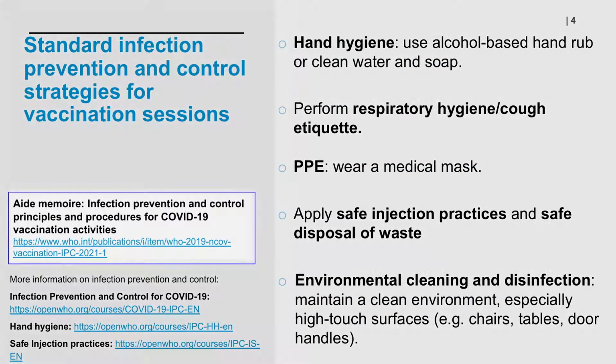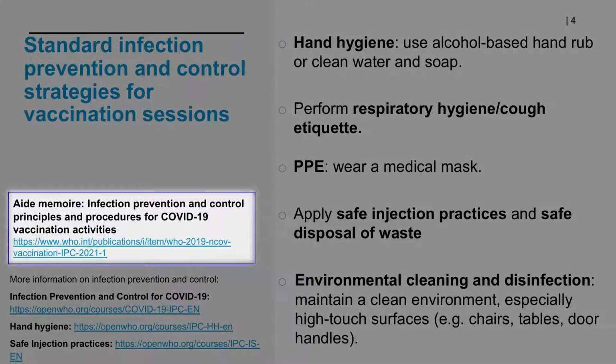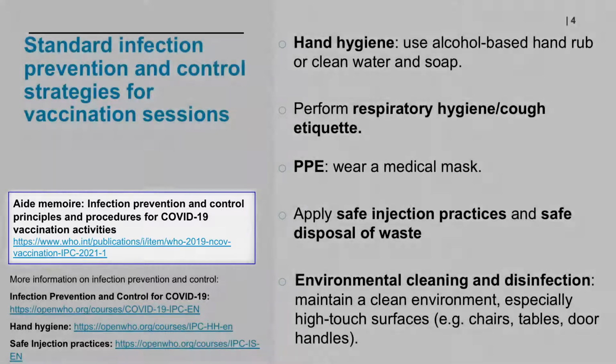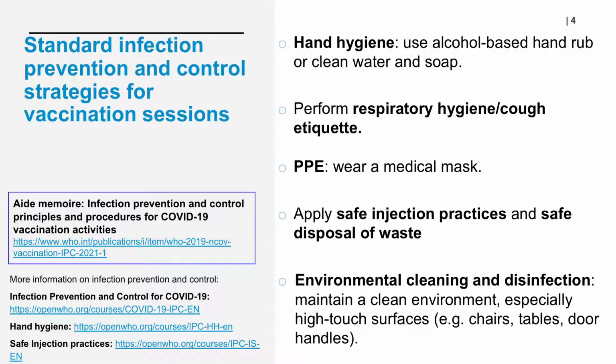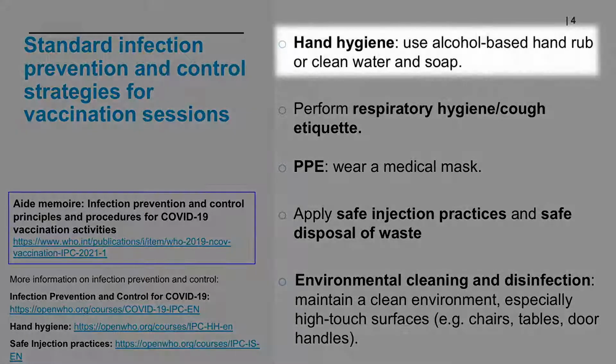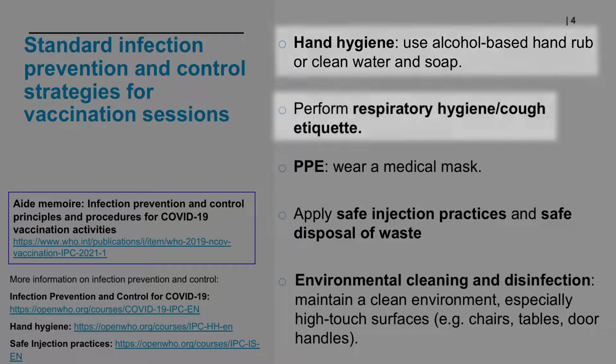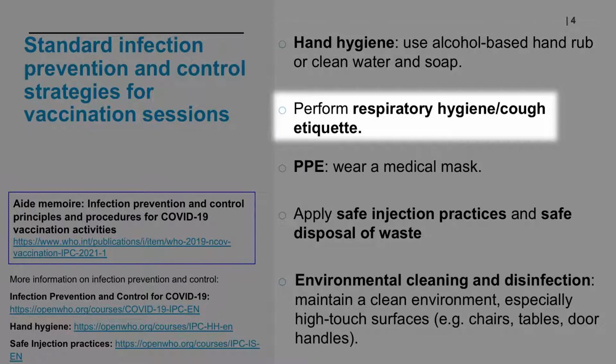There is now a WHO IPC aide-memoire document which provides a summary of the standard infection prevention and control measures which are required for COVID-19 vaccination sessions. These are the standard recommended infection control measures for delivery of vaccines. First, hand hygiene. We recommend either the use of alcohol-based hand rub or washing your hands with clean water and soap, as well as reminders of practicing respiratory hygiene and cough etiquette.